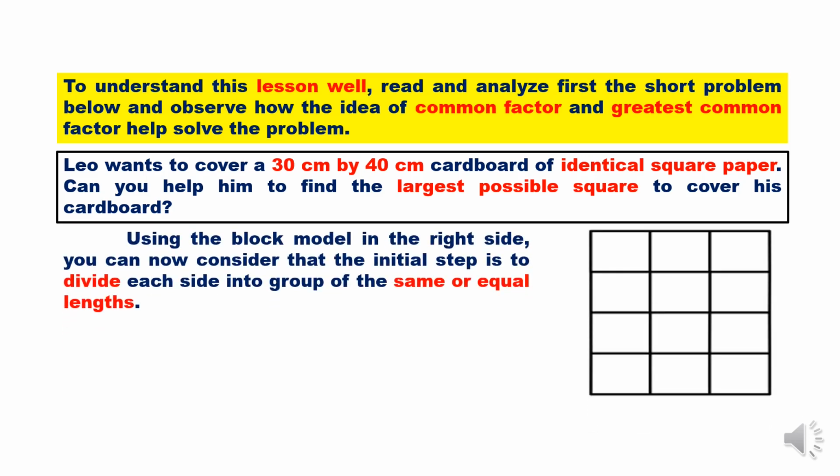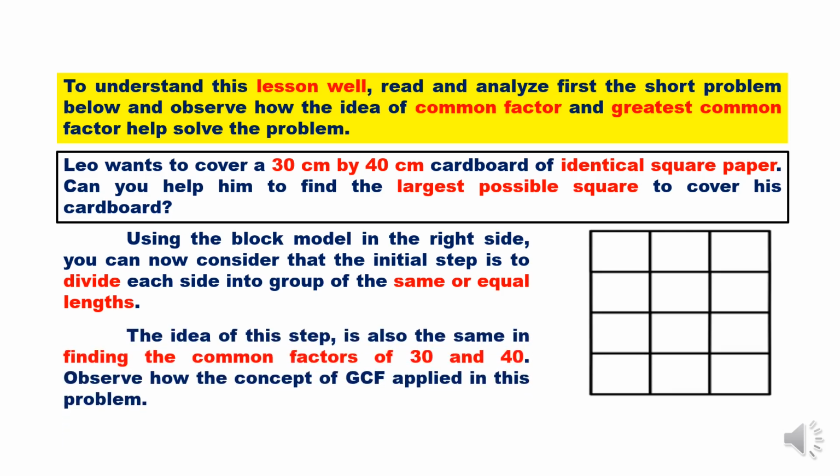Using the block model on the right side, you can now consider that the initial step is to divide each side into groups of the same or equal lengths. The idea of this step is also the same as finding the common factors of 30 and 40. Observe how the concept of GCF is applied in this problem.